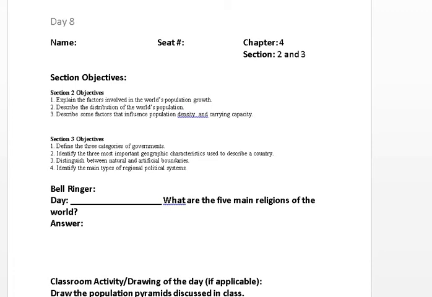Today's lecture will be over Chapter 4, Section 2. Objectives: number 1, explain the factors involved in world's population growth. Number 2, describe the distribution of the world's population. And number 3, describe some factors that influence population density and carrying capacity.